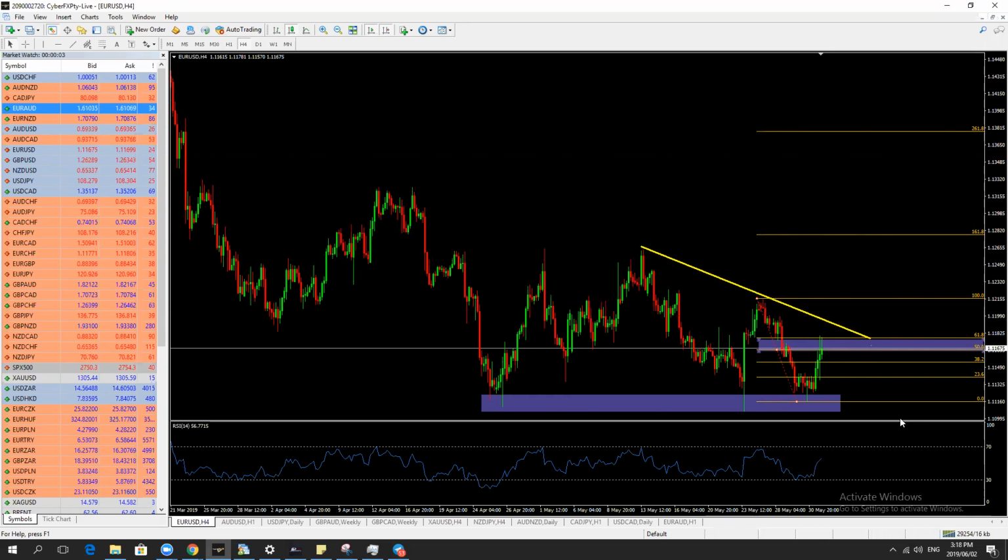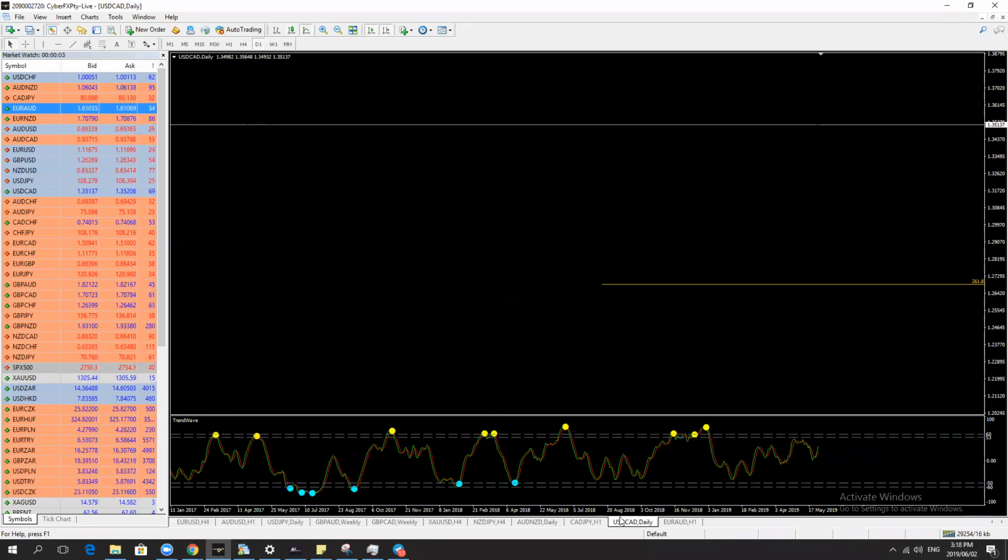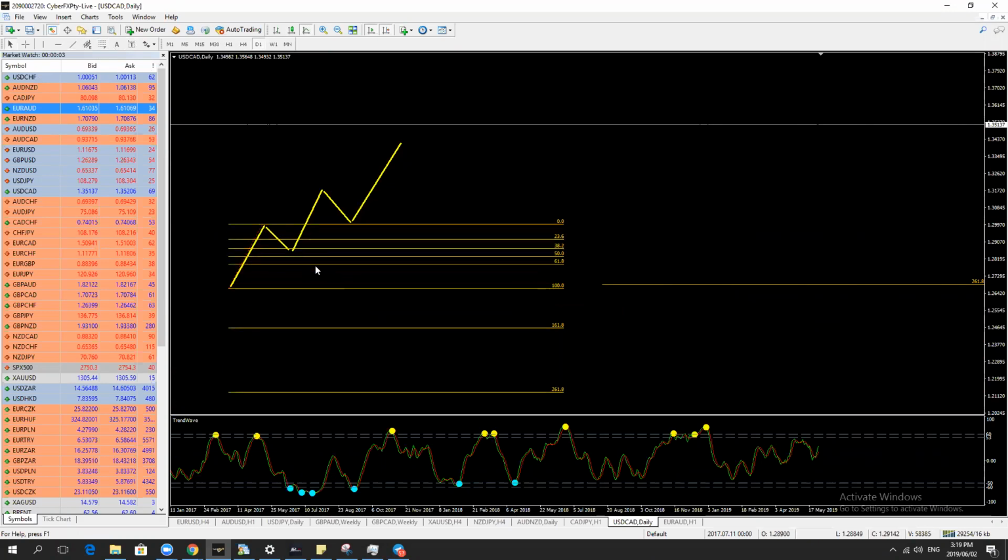Another thing about the Fib, by the way, forgot to say this. If I'm in an uptrend, right?